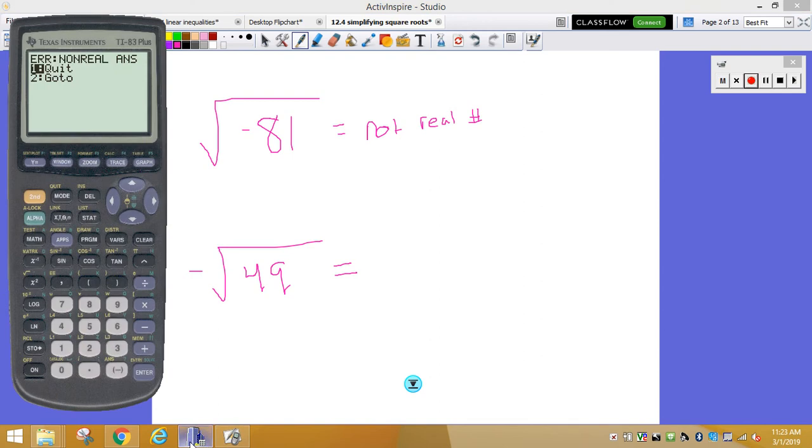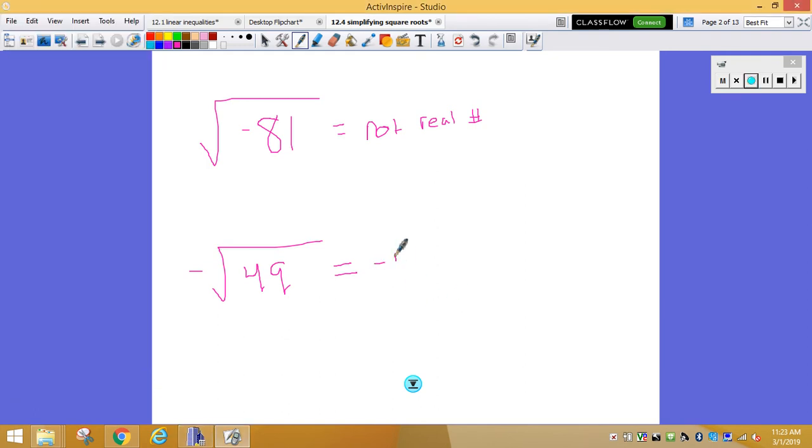Well, let's type in the second one, this negative, let me clear out of here, this negative, and then the square root of 49. And you get negative 7. So look at the difference between those two. There's some like this on your worksheet. If the negative is on the inside, it's not a real number. You cannot take the square root of a negative number. If the negative is on the outside of the square root, your answer is just going to be negative and then whatever the square root is.